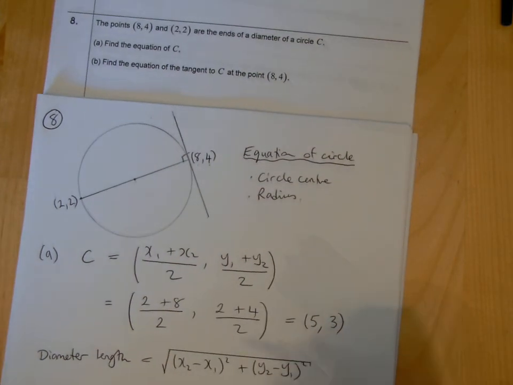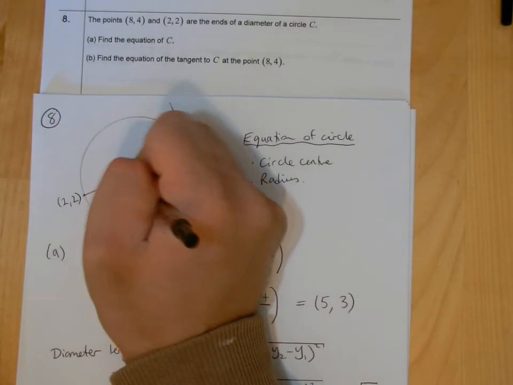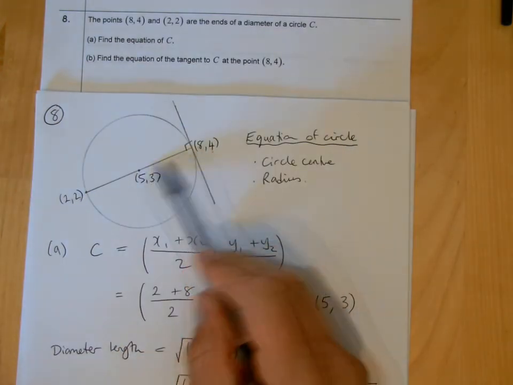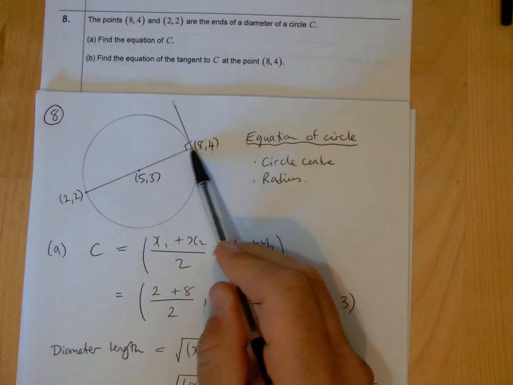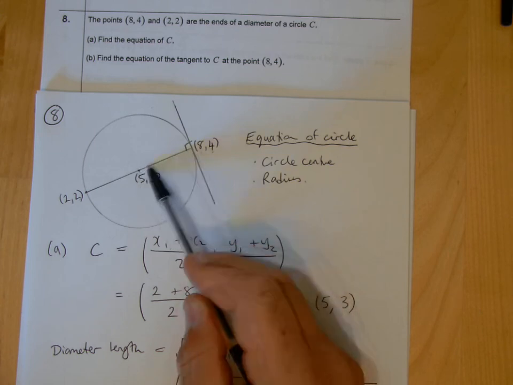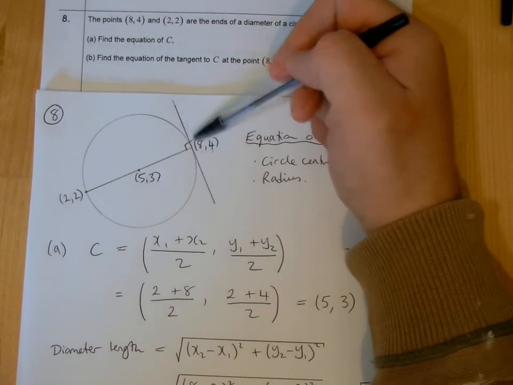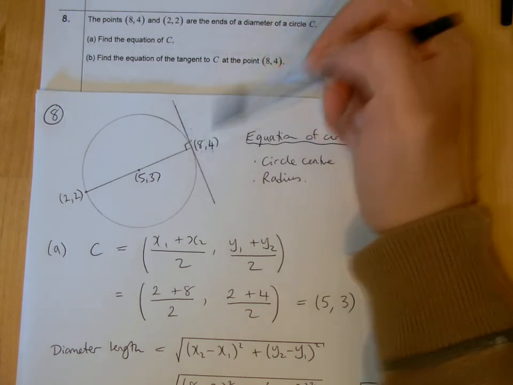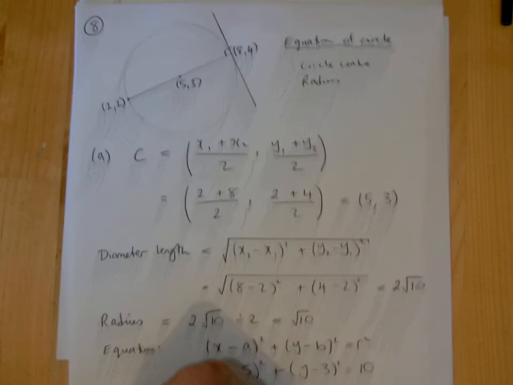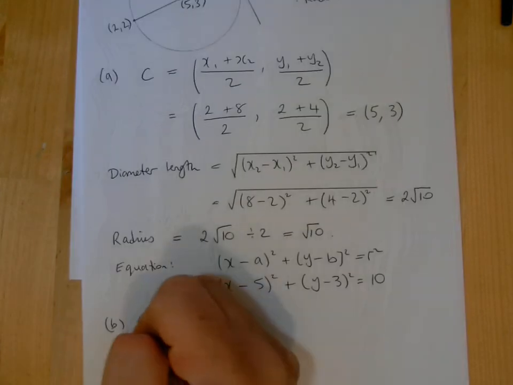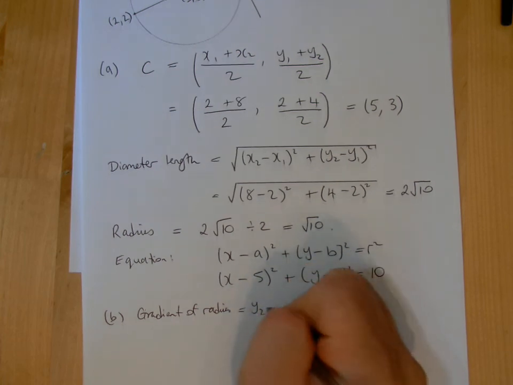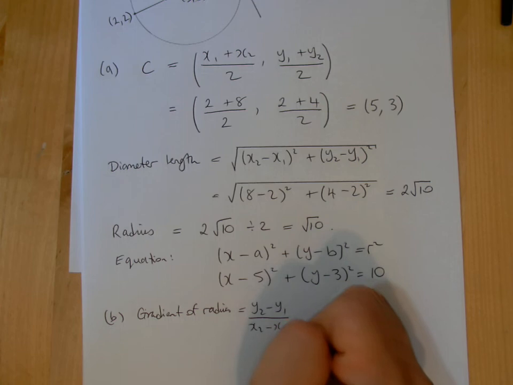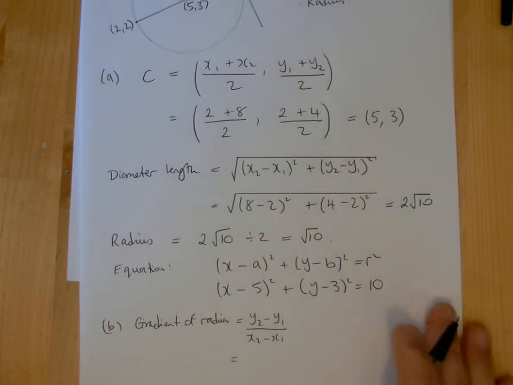So the way I would go about this is, because I now know the circle center to be (5, 3), if I work out the gradient from the circle center to the point (8, 4), I can then work out the gradient of the tangent because they're perpendicular. Once I've got the gradient and a point, I can do the equation. So the gradient of the radius uses the formula y2 minus y1 over x2 minus x1.